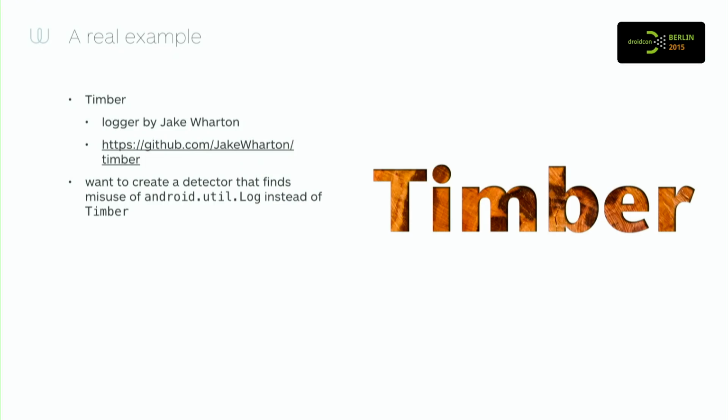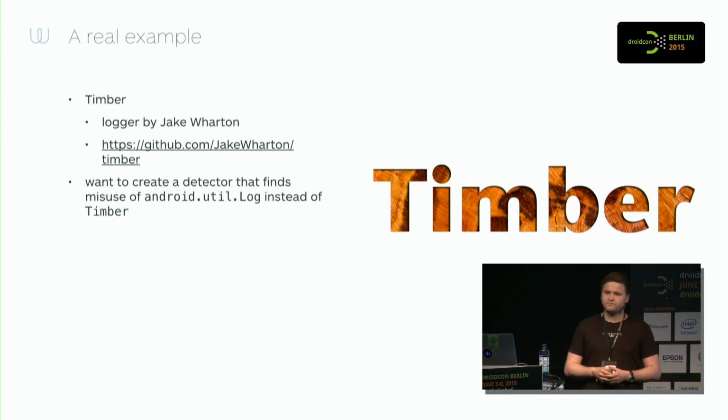And my example will be for Timber. Timber is a nice logger by Jake Wharton. I contributed to that project as well, the Lint checks. So you can find some examples there as well. The good thing, from my point of view, is that you can have multiple ways of logging for your different build flavors. For a production build, you maybe just want to report the errors to your crash reporter. And for the debug build, you want to log everything. To ensure that Timber is working correctly, we want to write a check that makes sure you don't use android.util.Log anywhere, and instead that you use Timber.